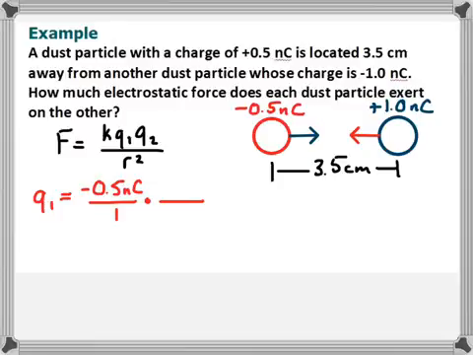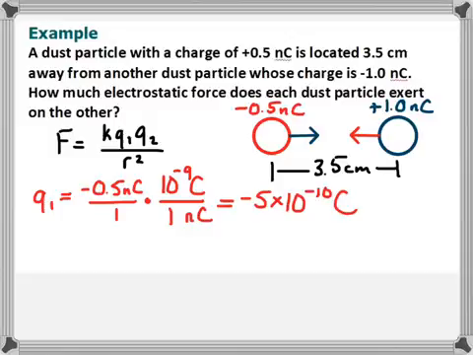So I have 0.5 nanocoulombs, and I'm going to divide that by the number 1. And then what do I put on top and what do I put on the bottom? Well, I want to cancel out nanocoulombs, so those have to go on the bottom, and that means coulombs have to go on top. I know that there is 10 to the negative 9 coulombs in 1 nanocoulomb, so I'm going to put 10 to the negative 9 coulombs equals 1 nanocoulomb. And now I just have to multiply across for the numerators and multiply across in the denominators. When I do that, I get 5 times 10 to the negative 10 coulombs.